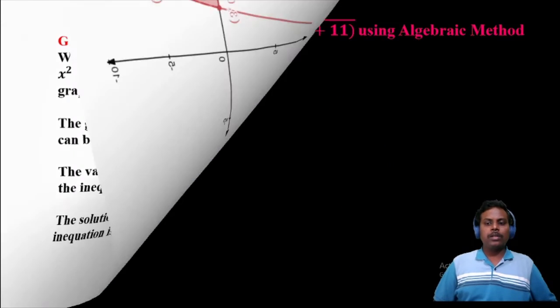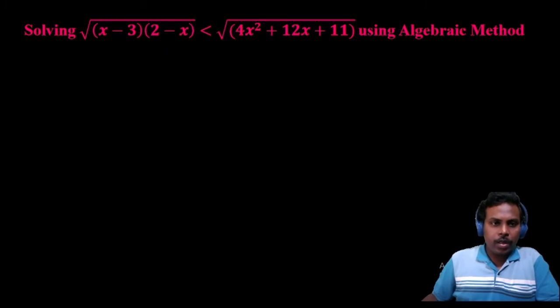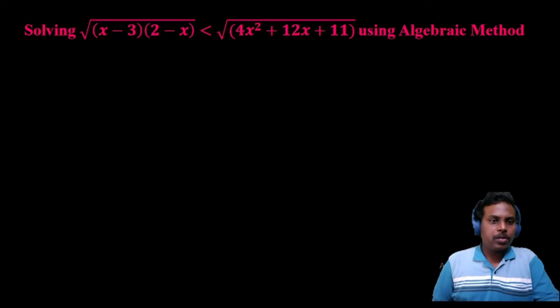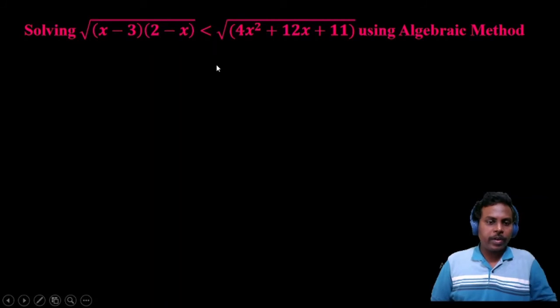Now let us solve some quadratic inequalities that are given in exercise 3C. Here is the quadratic inequality. Solve under root of (x minus 3) into (2 minus x) less than under root of 4x square plus 12x plus 11 using the algebraic method. Let us try to find out the solution of this.